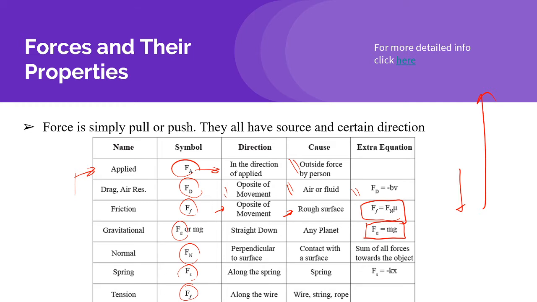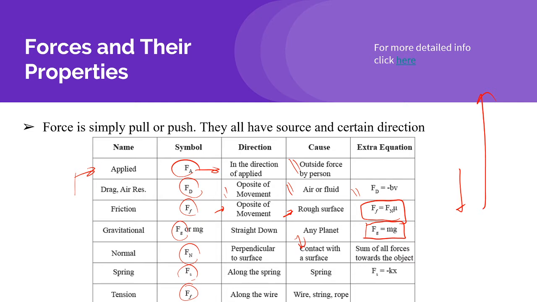And normal force, it's perpendicular to the surface and it's away from the surface. When do we have normal force? We basically need to have contact with a surface. And what is the equation? There's no certain equation, but it's going to be the sum of all forces that are acting towards the object.